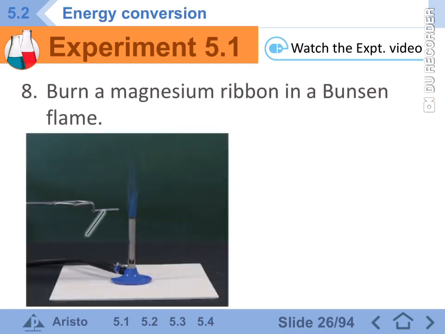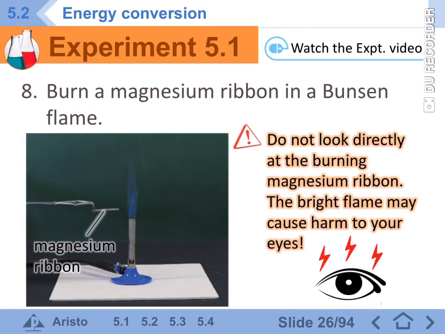Number 8 here is one of the experiments that Form 1 students should try. Here, the magnesium ribbon, when you burn it underneath in the Bunsen burner, you will see a really bright light. You should not look directly at the burning magnesium because it releases such intense heat and light, and the light itself can burn your eyes. I know it's a fun experiment, and you have to be careful with what you're doing.